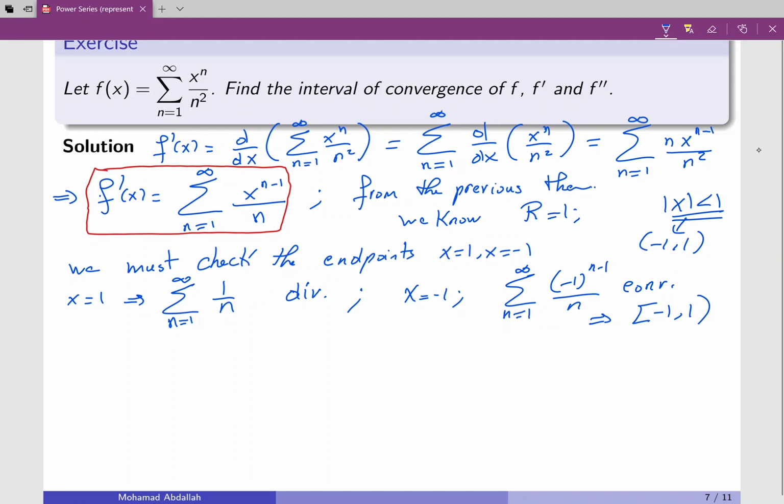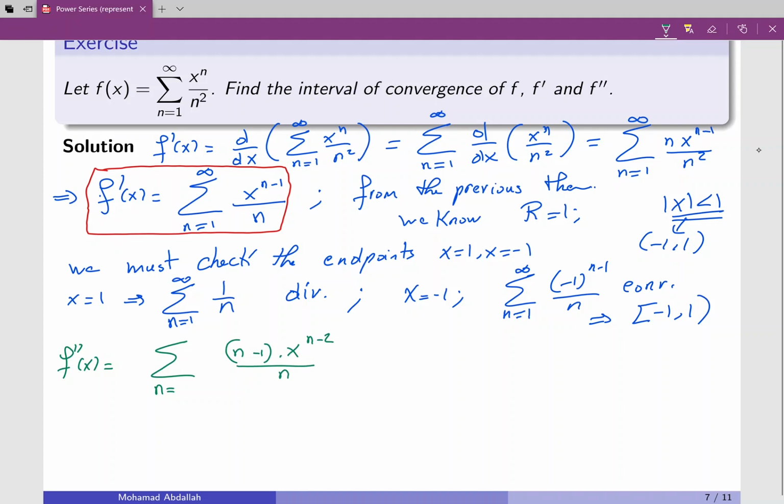Okay. Now finally, I need to find f double prime of x. Using the same idea, I'm going to differentiate f prime of x. So that's going to be the sum from, okay, here I want to be a bit careful. It's not defined when n equals 1. Why? When I take the derivative of the inside, that's going to be n minus 1 times x to the power n minus 2, over n. I do have a problem if the exponent is negative.